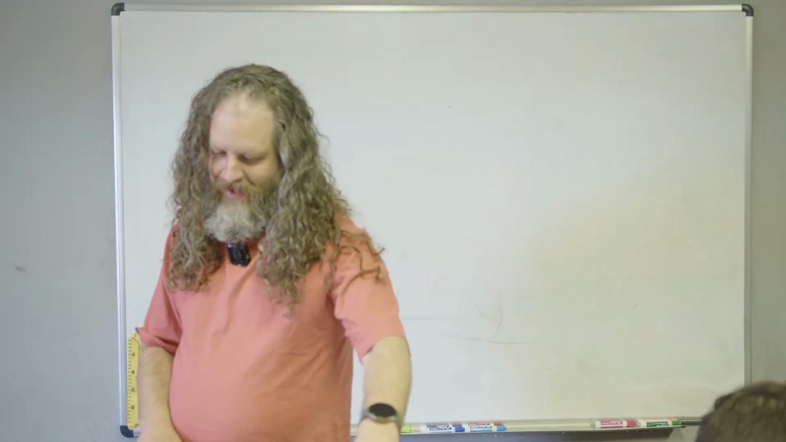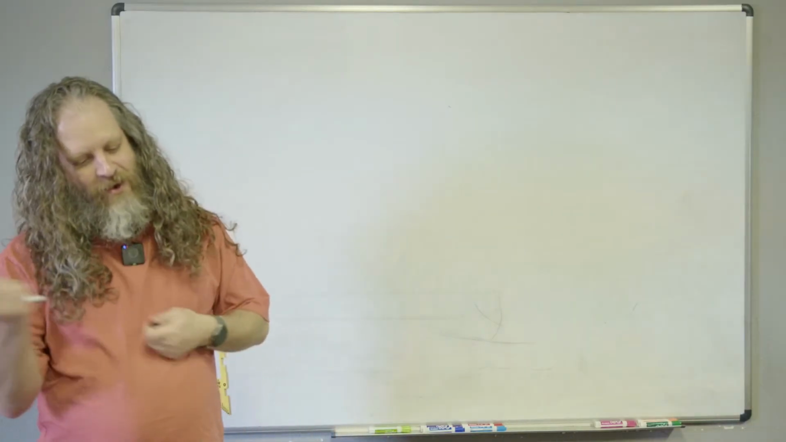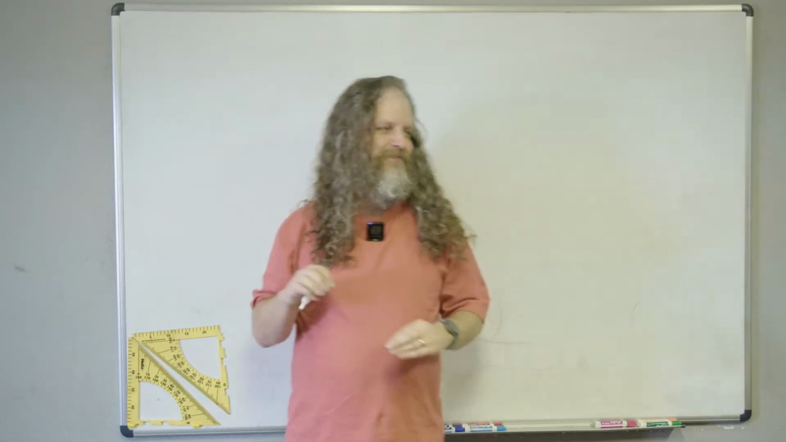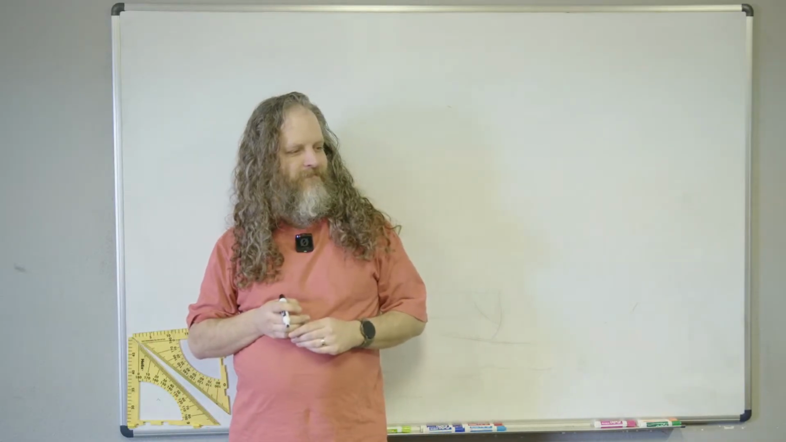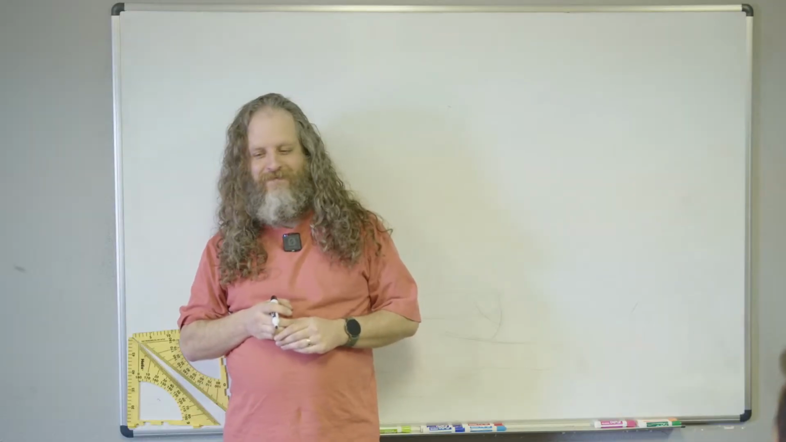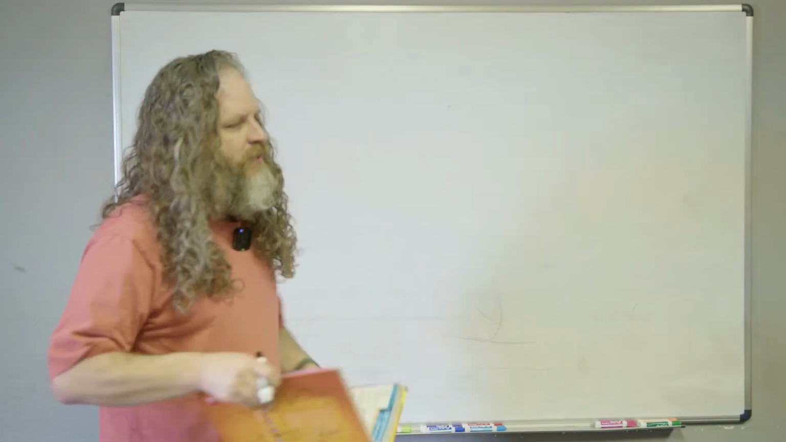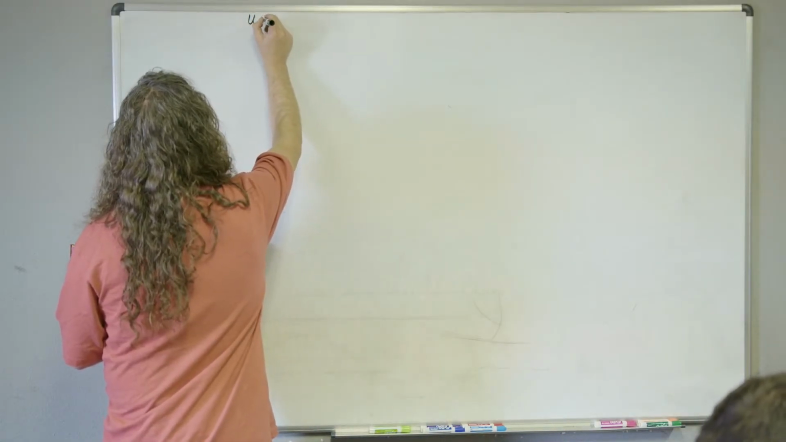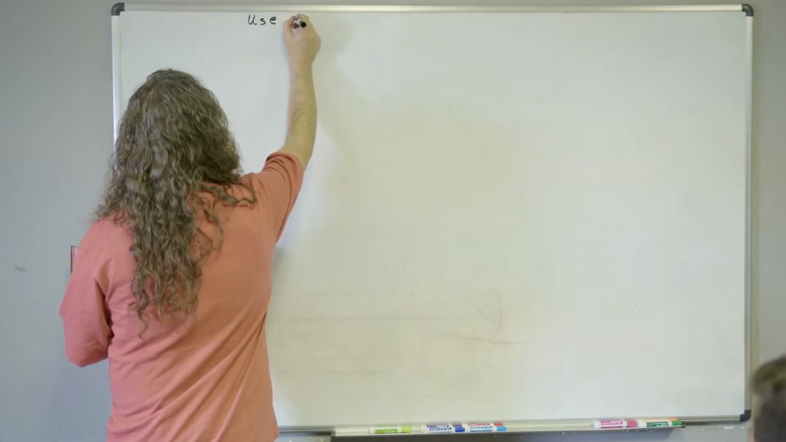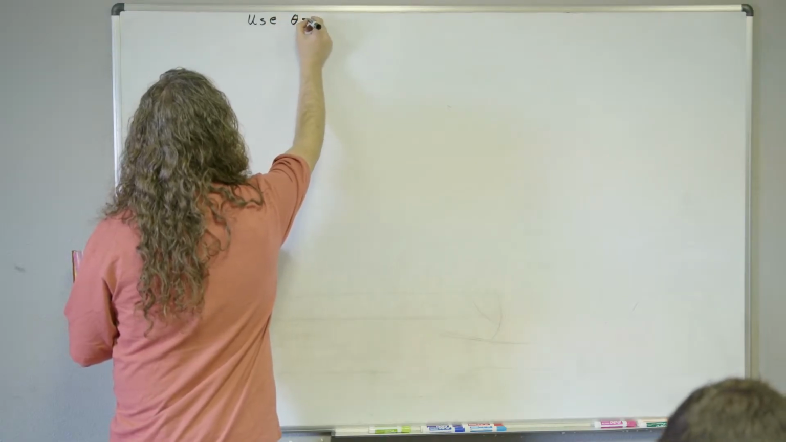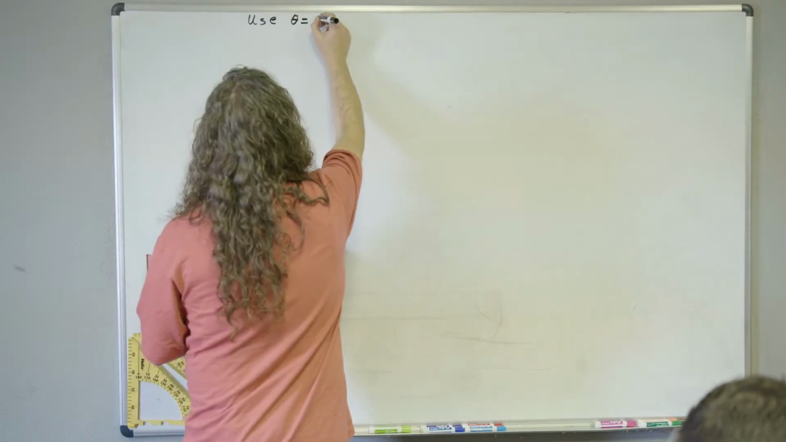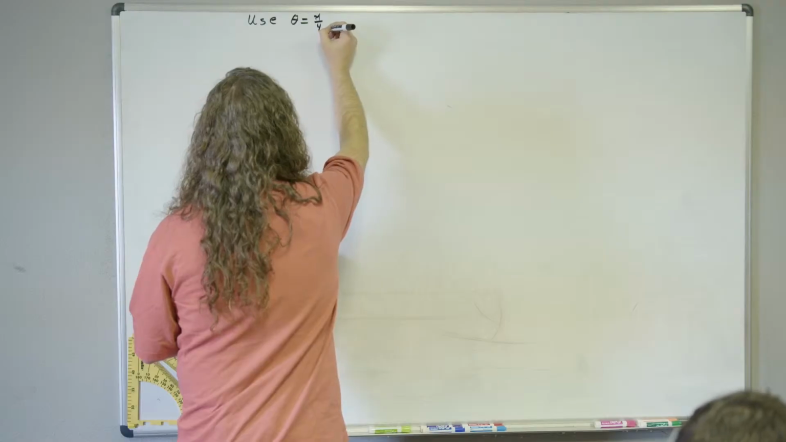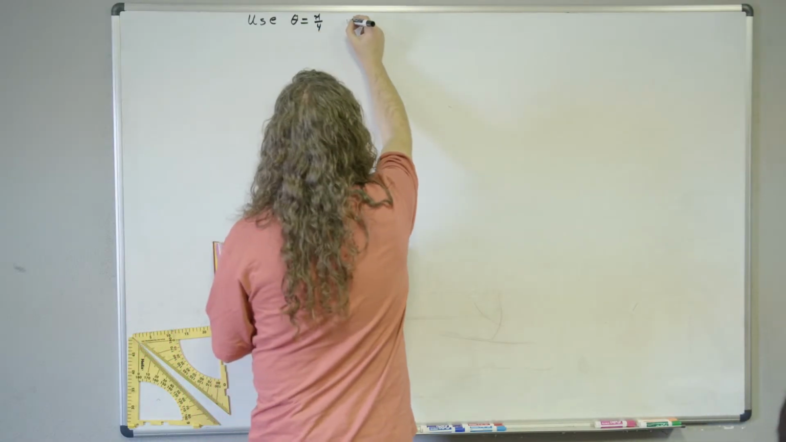Okay? So, we are taking the conics that we've been doing and we're spinning them. We are going to use theta equals pi over 4.